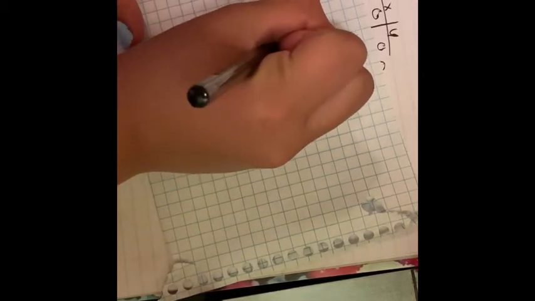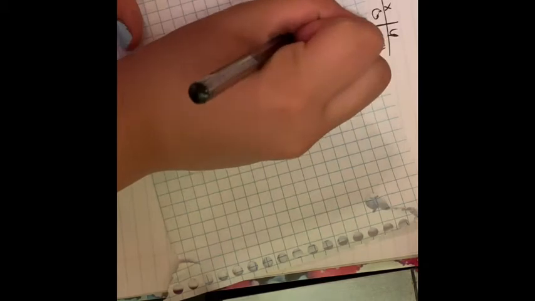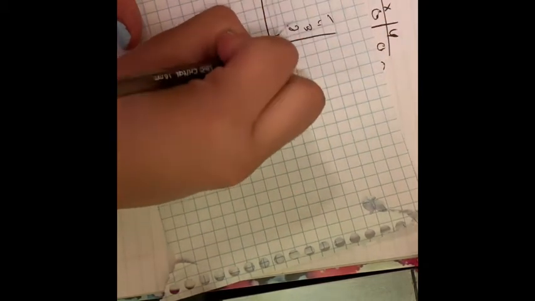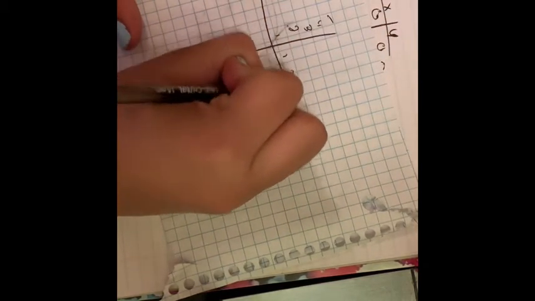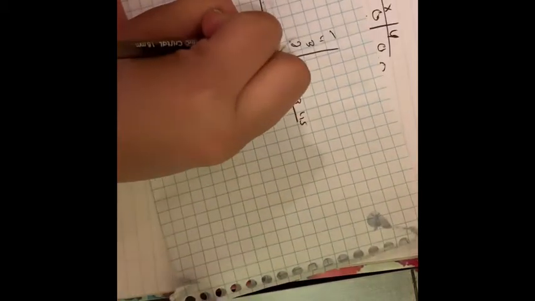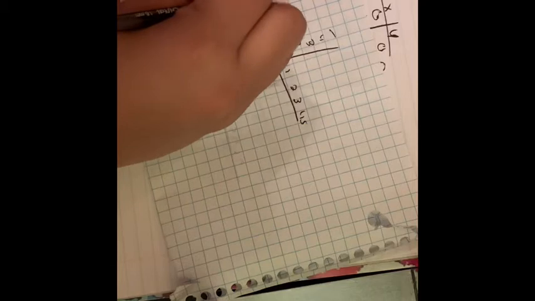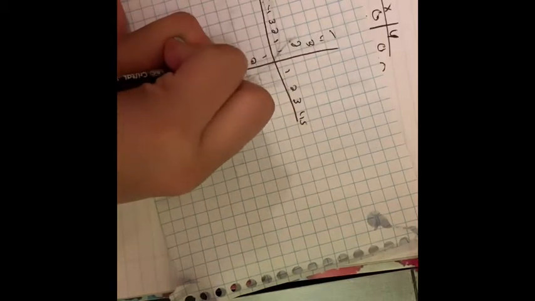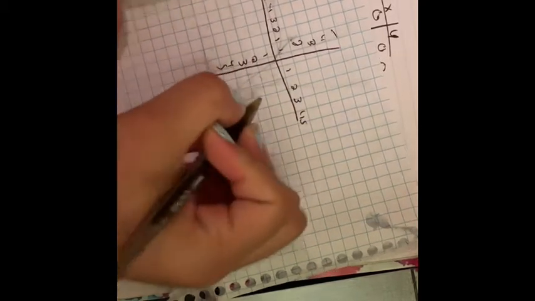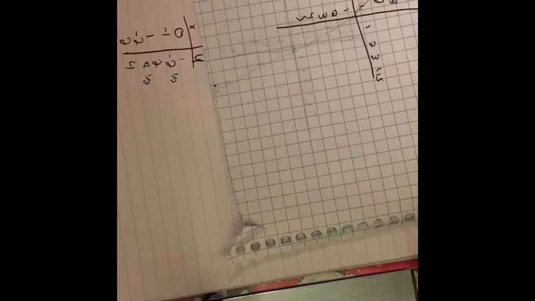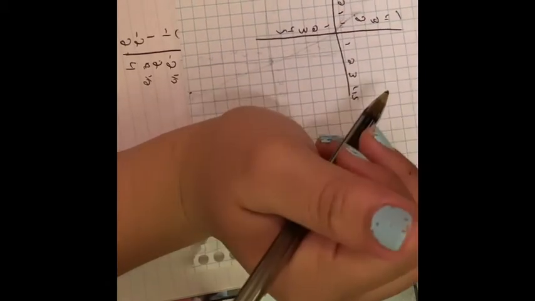Then we have 1, 2, 3, 4, 5 on each axis. So now we are going to proceed and graph our problem. Sorry, this looks very sloppy.